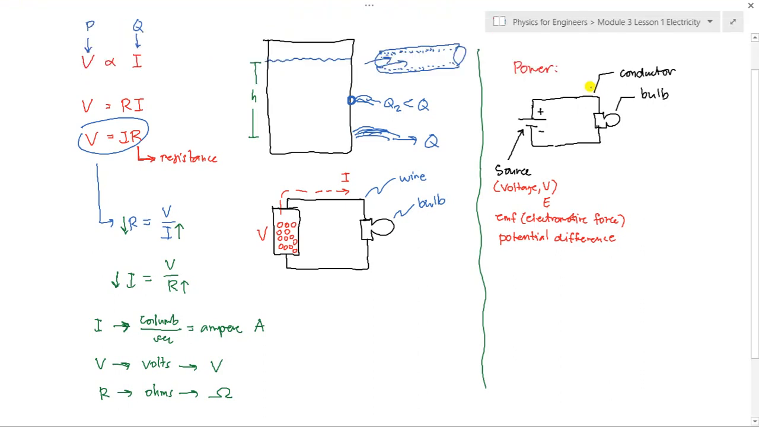Next, in our conductor, of course, the current flows from the positive towards the negative. That is the sign convention. However, in reality, the charge actually travels from the negative terminal towards the positive. Right? That's why the sign of the electron is negative, while protons are positive.